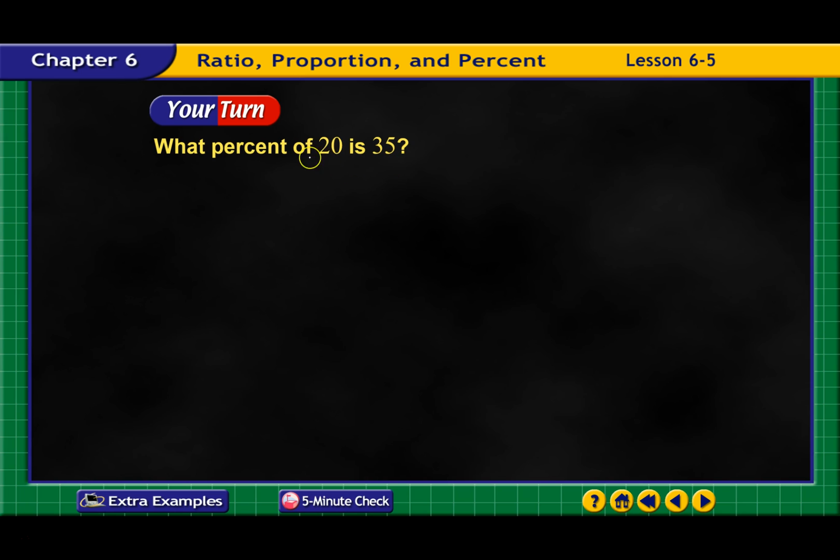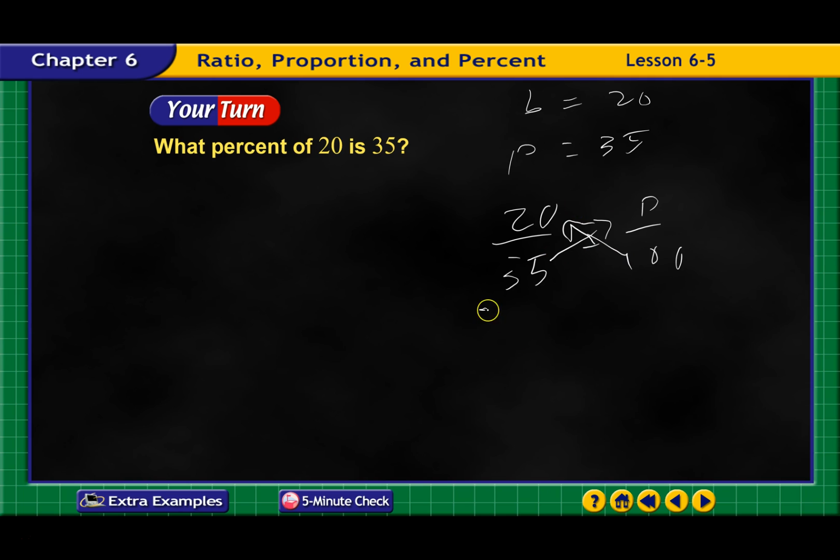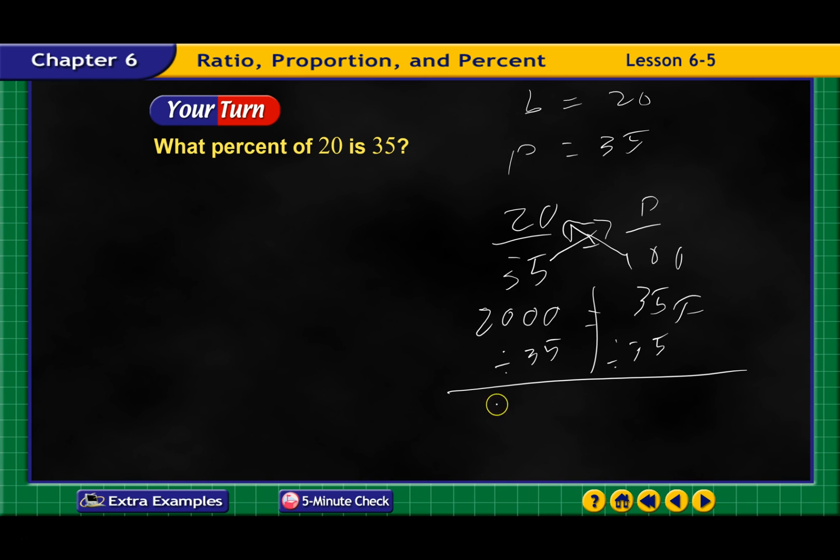All right, so what percent of 20 is 35? So my base is 20, my part is 35. So I'd have 20 over 35 equals P over 100, cross products, 2000 equals 35P, divide by 35. That comes out to 57. Wait. I feel like I did that wrong. Yep, I flipped them. Let's try that again, shall we?